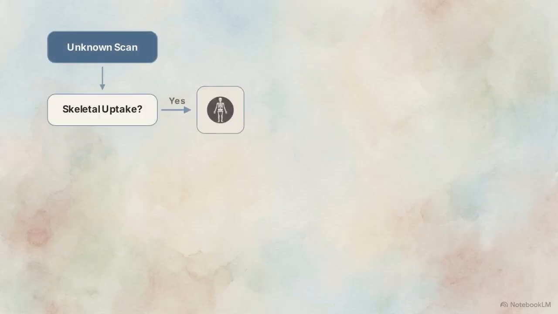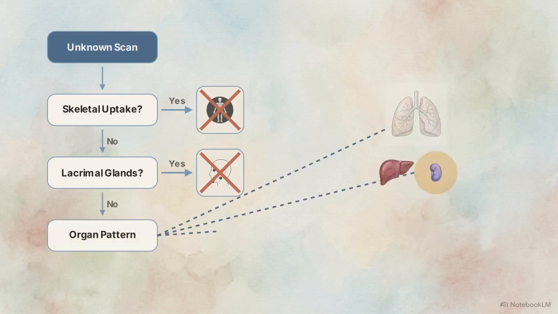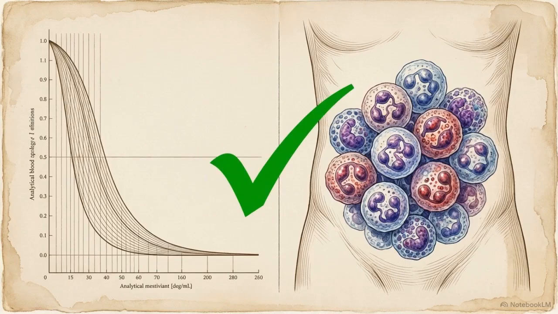Applying the logic tree, we verify the absence of bone uptake and the absence of lacrimal gland activity. A hot spleen, clearing lungs, and active bowel uptake isolate this specific agent within the diagnostic tree. The spatial and temporal data confirm this is a 24-hour white blood cell scan.